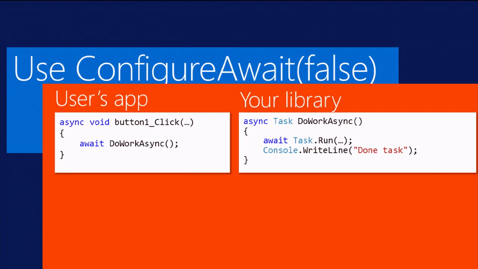I have a button click. I'm awaiting some asynchronous method. That asynchronous method is going off doing Task.Run, right? This is the code we wish users would write. But sometimes users are going to write .Wait, right? And we have to be able to handle that without deadlock. And so let's say they do this.